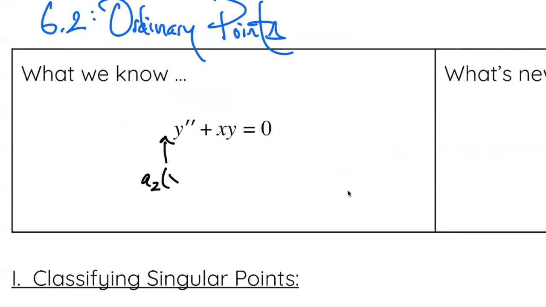a sub 2 of x is 1, right? And so what we learned about 2 days ago was if a sub 2 of x is not 0, and there's no other sort of discontinuities in the other coefficients, then we can classify that sort of situation as having an ordinary point.